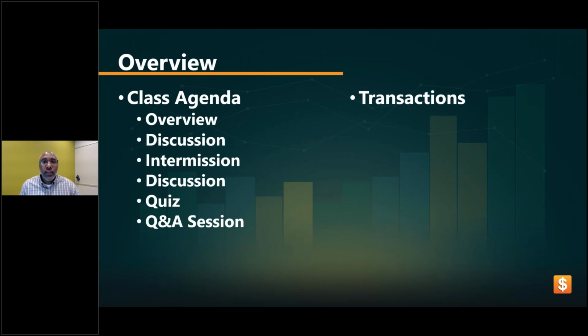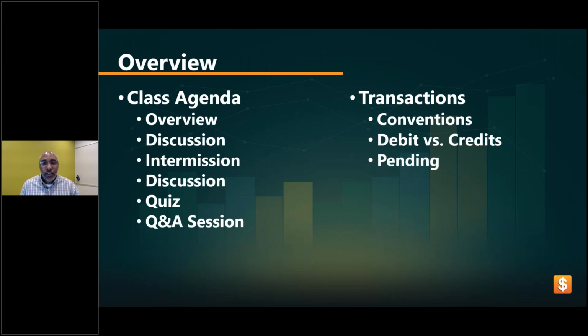We're going to start out with transactions. There are different conventions that transactions have that are similar across all of the different transaction types, so we'll start by talking about those conventions. Then we'll also talk about debits and credits. As we may know, all transactions have to balance the debits versus the credits for a transaction to be in balance and for you to submit it. So we'll discuss our transactions chart and talk about debits and credits briefly.